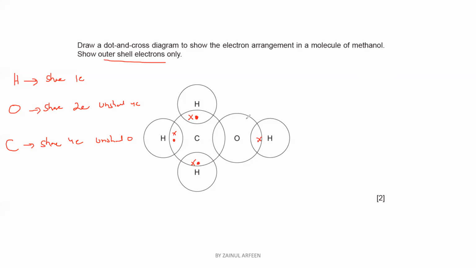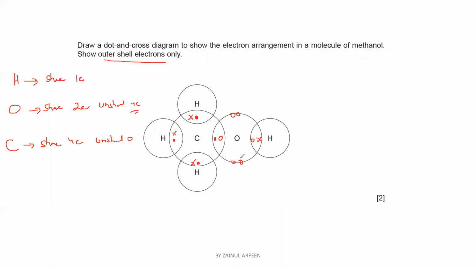Hydrogen shares 1. Then this is oxygen, so I should use a different symbol. So I use a circle here instead of a dot. Then each oxygen will share 2 electrons. One is already shared on the left hand side. Oxygen shares 1, carbon will share 1 from that side. And now the unshared electrons of oxygen, there should be 4 unshared: 1, 2, 3, 4. So this is the structure of methanol.